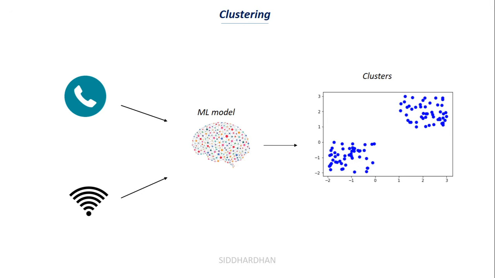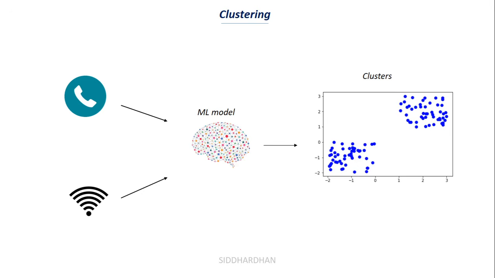Okay, so this is one way by which they can increase their revenue, where people can opt for both the plans. So this is one clustering example where the machine learning algorithm can cluster the data based on the user data.